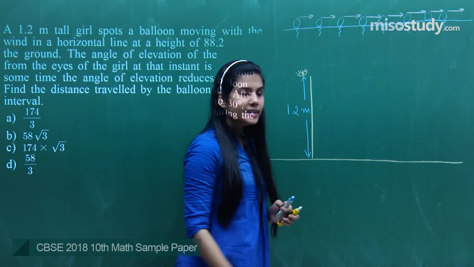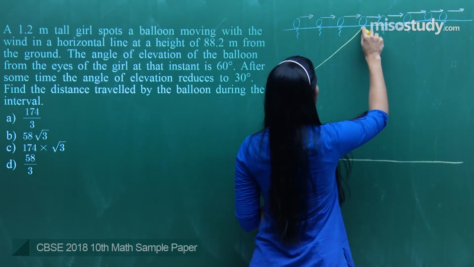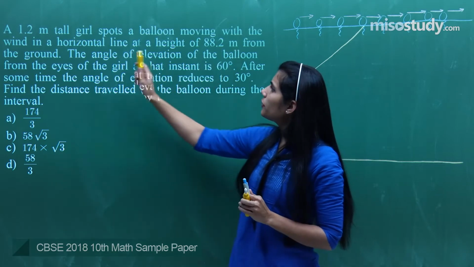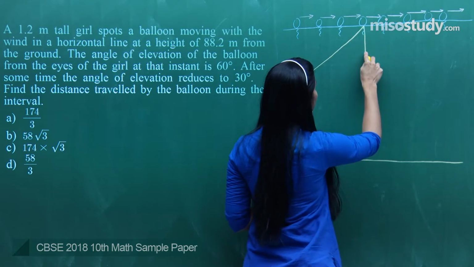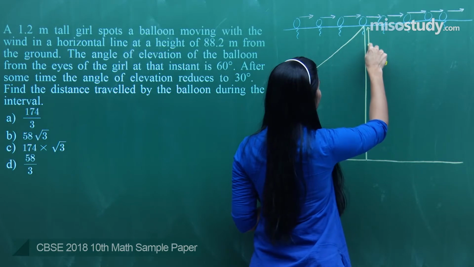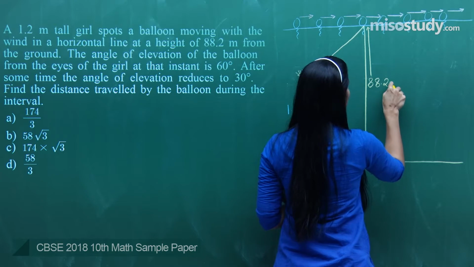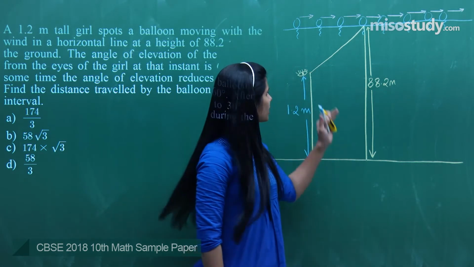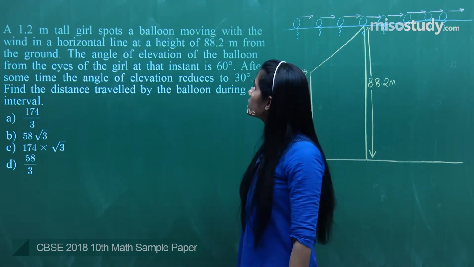This girl has her eyes at this point, and she spots a balloon which is moving with the wind in a horizontal line, and this balloon is at a height from the ground. What is this height? The height of the balloon from the ground is 88.2 meters. So the girl spots a balloon which is at a height of 88.2 meters from the ground.